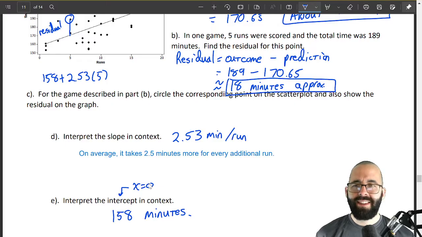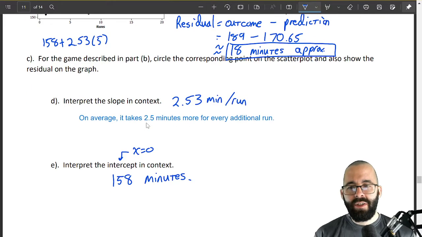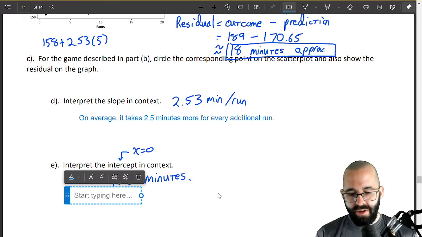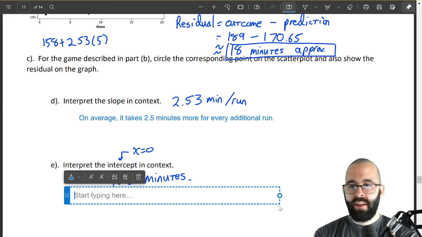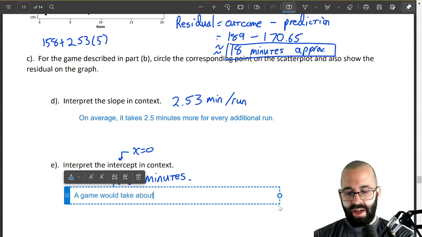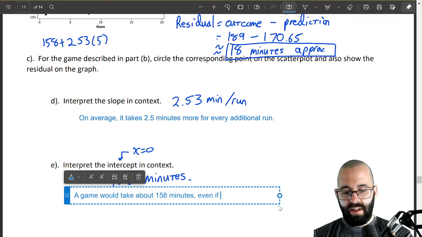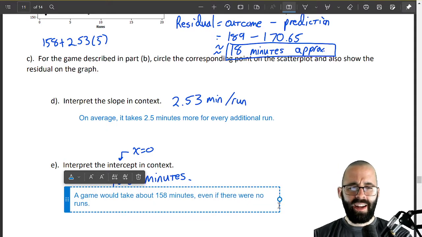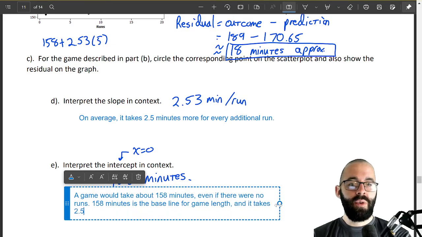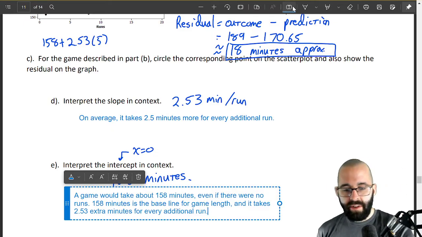But again, I'm pretty sure someone has to score at least once for the game to be over. So I think, if I read more about baseball, this is not possible. But a game would take about 158 minutes, even if there were no runs. Or if that's an impossible situation in baseball, you could say 158 minutes is the baseline for game length. And it takes 2.5 minutes for every additional run. Another way of combining everything all together.